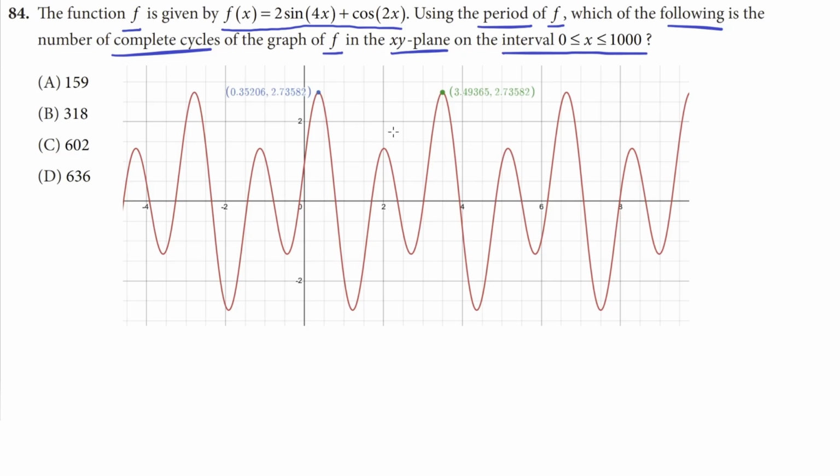So now we have this graph of this sinusoidal function. We just need to find the period, and the period is the amount of x units it takes for the graph to complete one cycle. So let's choose a point on this graph. I chose this point up here, and we need to find out how many x units it takes to go from this point on the graph back to the same point.